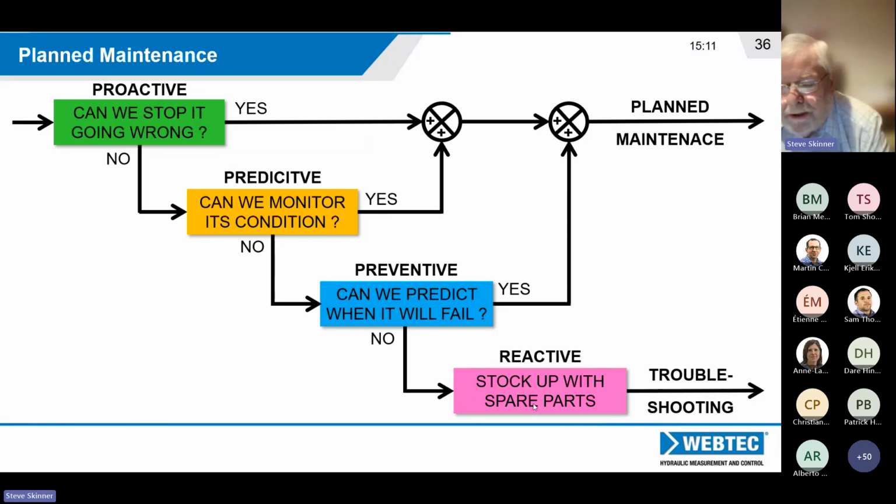replacing components. Something like a solenoid, for example, on a solenoid valve, you can't stop it going wrong. You wouldn't be able to monitor its condition. You can't predict when it's going to fail. So all you can do with things like solenoids is make sure you've got a couple of spare parts on the shelf ready for when they're needed.